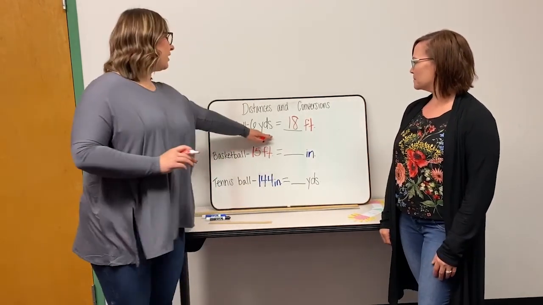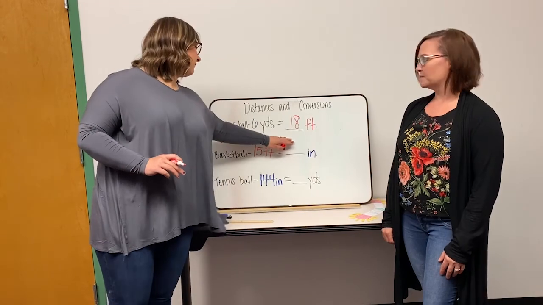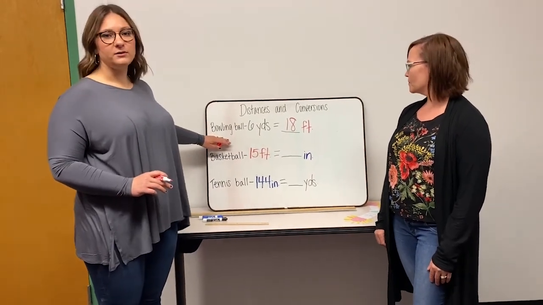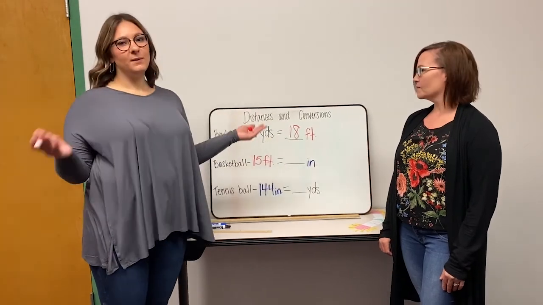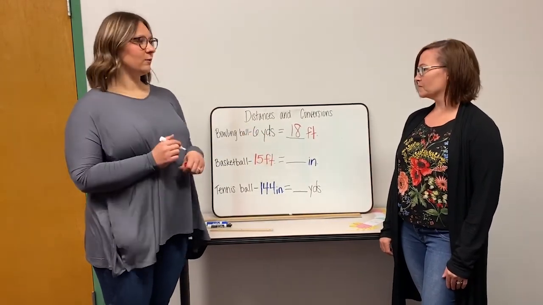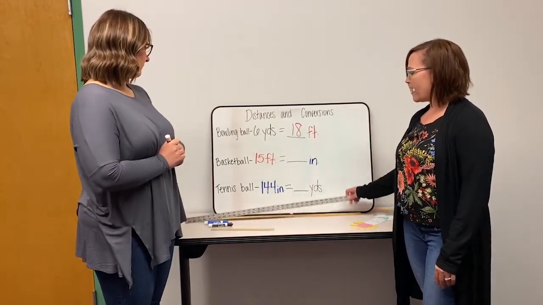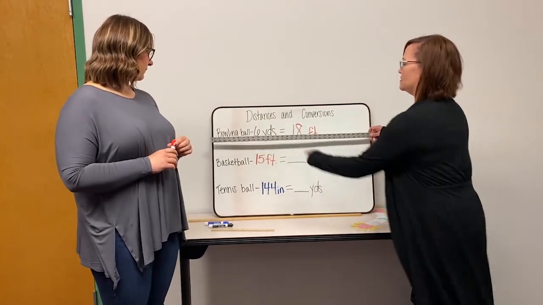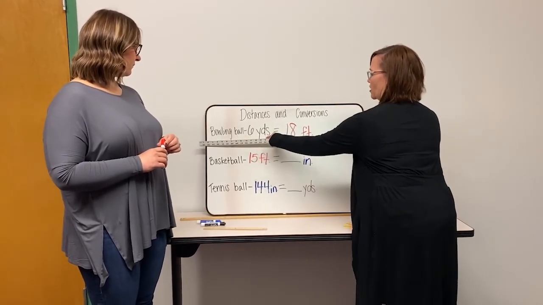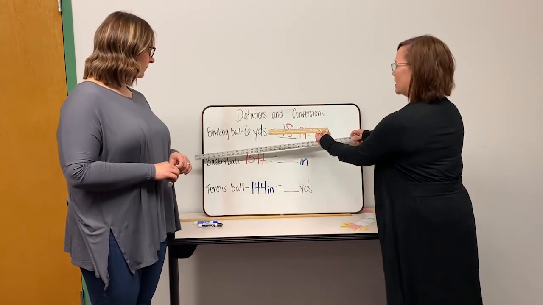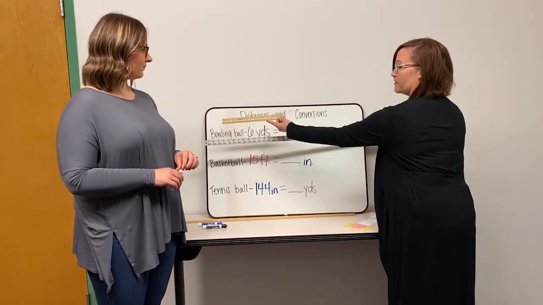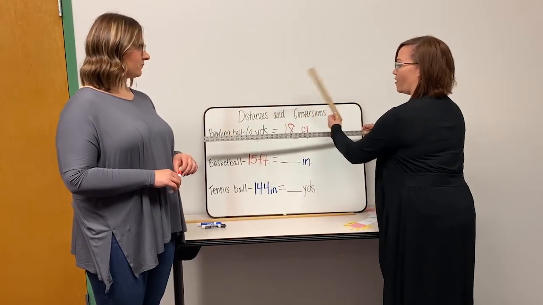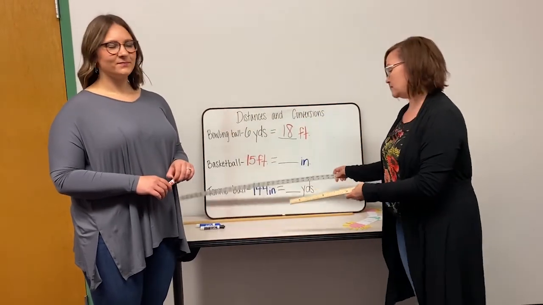So 6 yards equals 18 feet. Our bowling ball traveled 6 yards and also went 18 feet because they're equivalent. So that means that they're equal. We have a smaller number for yards, and a bigger number for our feet, because it's going to take more of these rulers to measure out how far our bowling ball went.